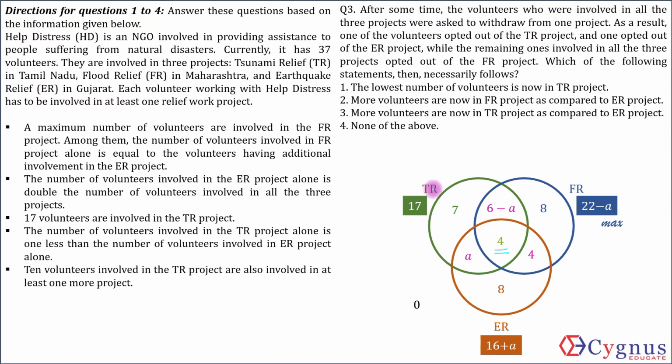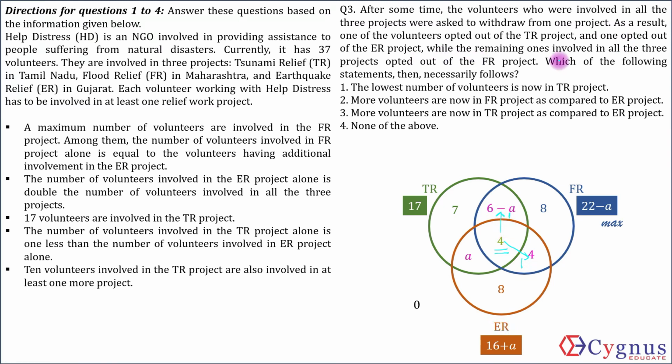So the one who opts out of TR will still be involved in FR and ER. So he'll come out to be at this point. So one person goes from here to here. One opted out of the ER project. So the one who opted out of ER project will go from here to here.